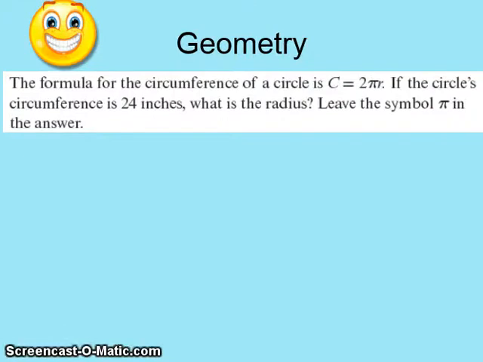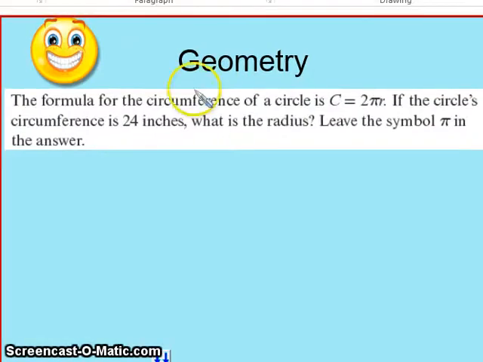Alright, here we have another example that needs to be in your notebook. It says the formula for the circumference of a circle is C equals 2 pi r. Now we know C is circumference, r is radius of the circle. If the circle circumference is 24 inches, what is the radius? Leave the symbol pi in the answer. Now that means that instead of plugging in 3.14 for pi, we are going to leave it alone. So we know the circumference is 24 inches and we need to find the radius.